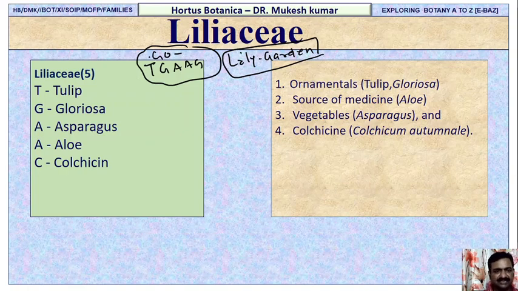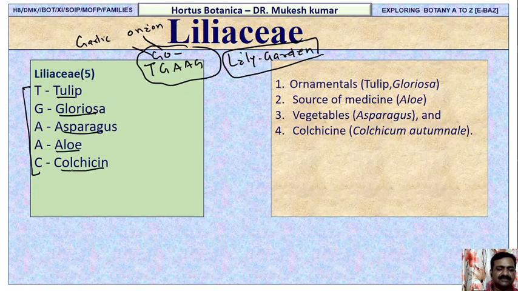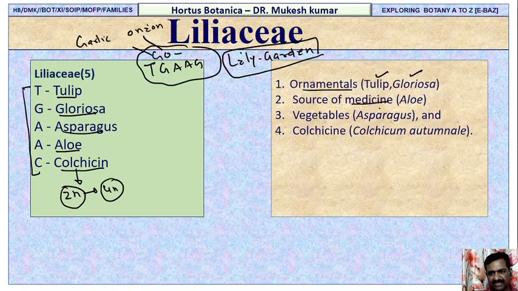Go means garlic we have, and O for onion. Two plants, okay. Then TUJAG. T for tulip, gloriosa, asparagus, aloe vera, and colchicum. This colchicine is a very important plant which is used to double the number of chromosomes. If you have a cell having 2n, by use of colchicine it will become 4n. So this will just double the number of chromosomes. Tulip and gloriosa are used as ornamental plants. Aloe vera is a medicine, you all know. Asparagus is a vegetable plant, and Colchicum autumnale gives colchicine. This is also taken as medicine.